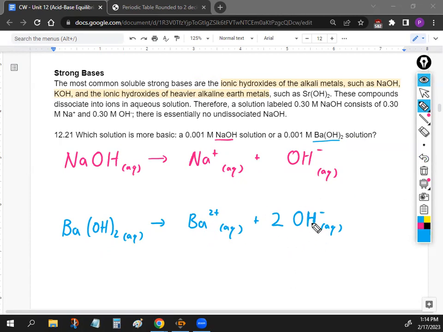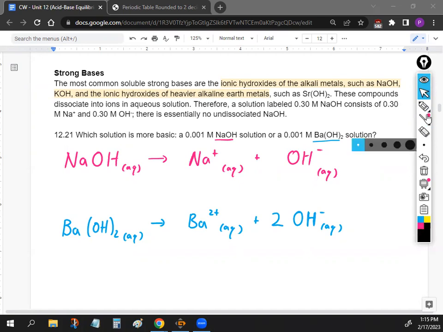All right. So just make sure you guys are aware of that. Alkaline earth metals. Just keep in mind the second column ones will have two hydroxides, so they dissociate into two.